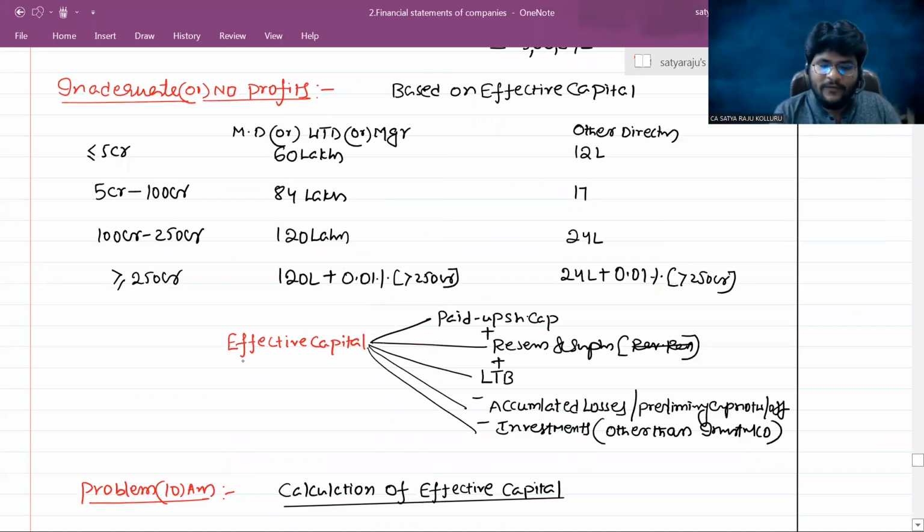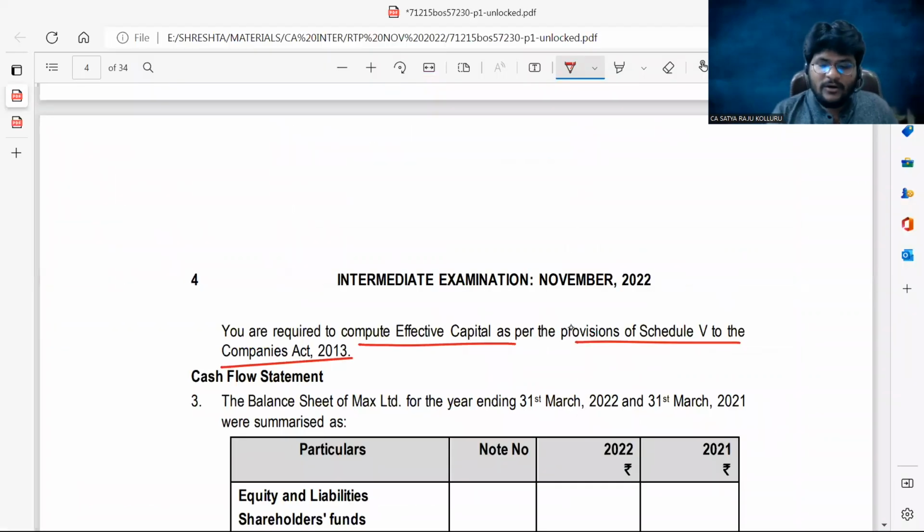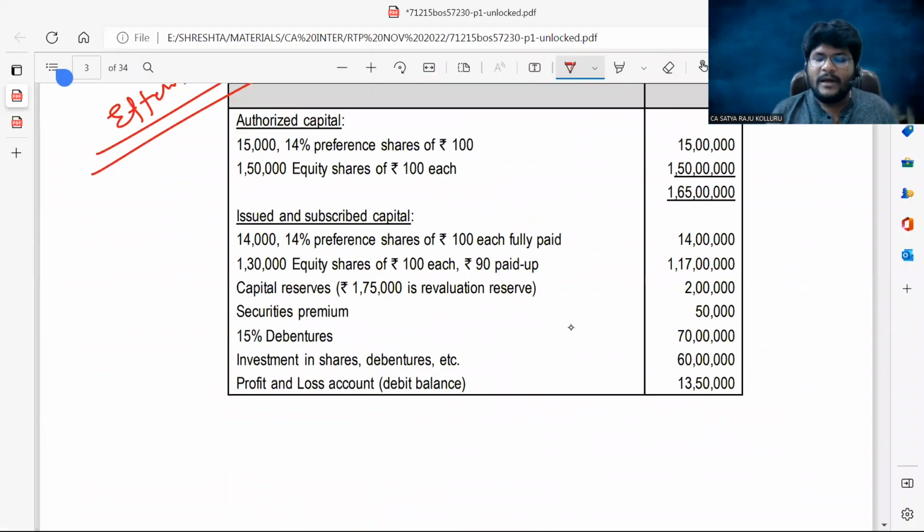Sir, in the case of the effective capital concept, what are the different components you can include? Paid up share capital, you can include all the reserves and surplus, but you should not include the revenue reserve. You should exclude the revenue reserve. You can include the long-term borrowings as well. You can reduce the accumulated losses and the preliminary expenses not written off. You can reduce the investment as well if the company is other than an investing company. If the company is an investment company, then you should not reduce such investment. Am I right? With this base information, let me work out the effective capital in this problem, guys.